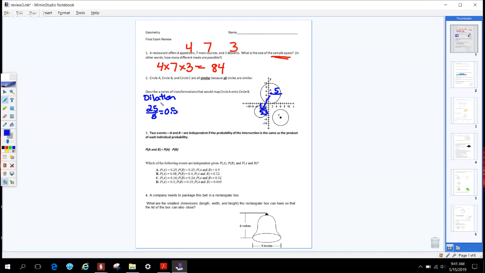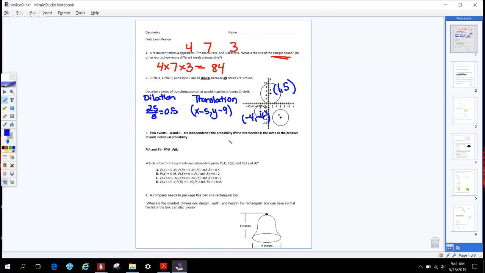Now we're going to do the translation. So we have to see how we move the centers. Well, if it started at A and went to B, A is located at (1, 5) and B is located at (-4, -4). The x value went from 1 to -4, so it subtracted 5. And the y value went from 5 to -4, so it subtracted 9. So those are the 2 things that happened.